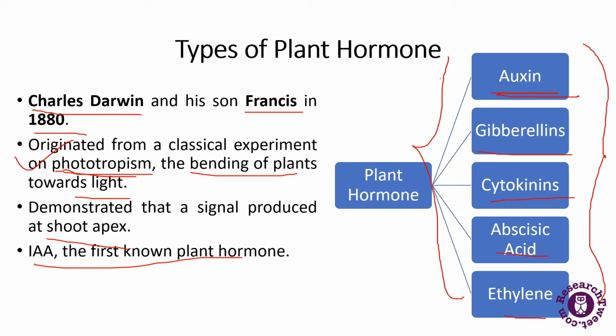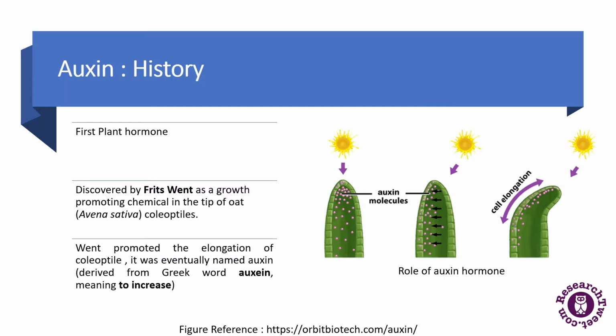These plant hormones are basically derived from 3 main types of metabolic precursors, that is amino acids, isoprenoid compounds, and lipids. So these are the precursors of the plant hormones. In the next slide we will be discussing auxin: what is auxin, what was the history of auxin, how it gets transported, what are the pathways of auxin, and what are the various physiological effects and functions of auxin.